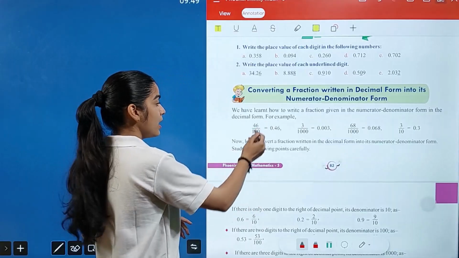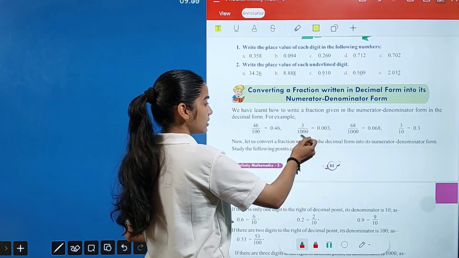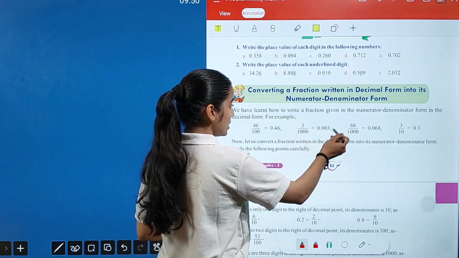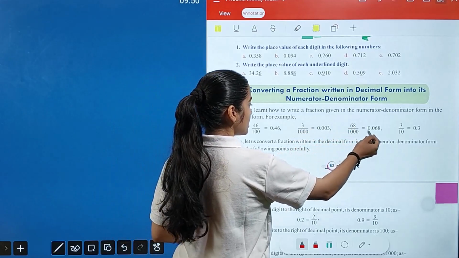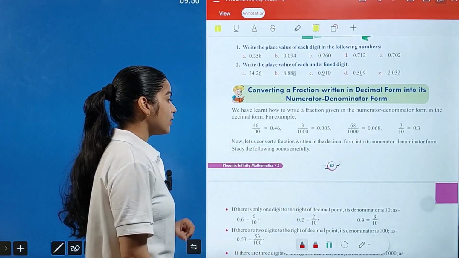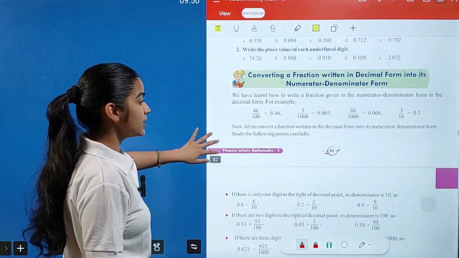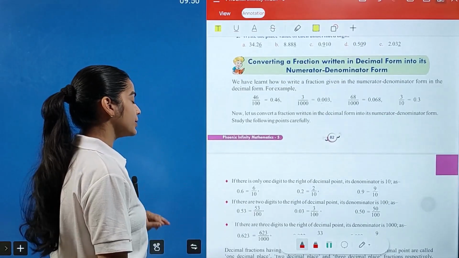For example, 46 upon 100 will be 0.46, 3 upon 1000 will be 0.003, 68 upon 1000 means 0.068 and 3 upon 10 means 0.3. Now let us convert a fraction written in the decimal form into its numerator denominator form.